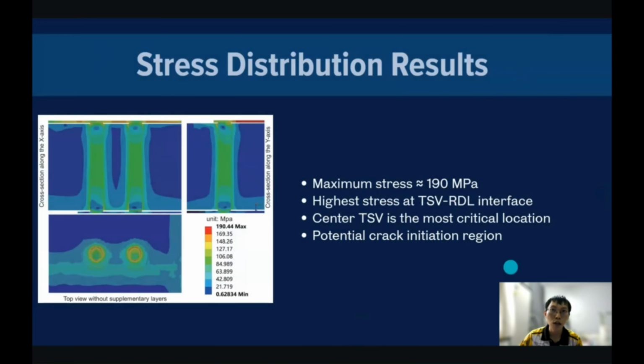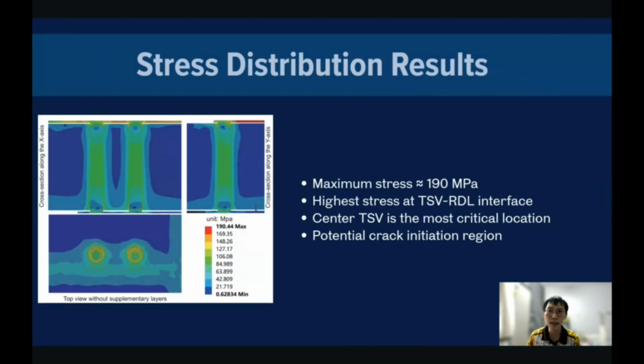So this figure shows the equivalent stress distribution during the low temperature state. The red regions indicate the highest stress concentration. The researchers found that the TSV RDL interface experienced the largest stress, reaching approximately 190 megapascal. This is significant because the stress concentration often becomes the starting point of crack formation and fatigue failure.